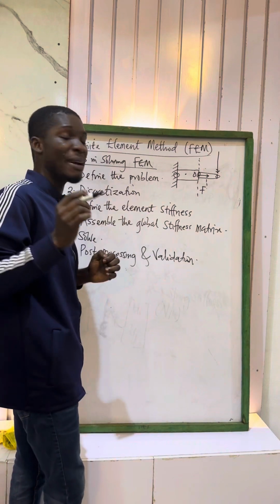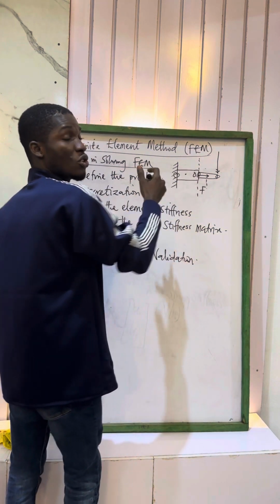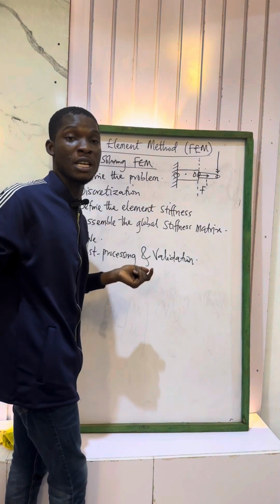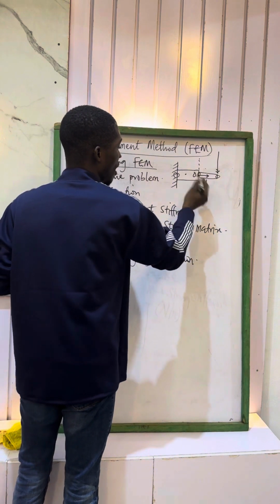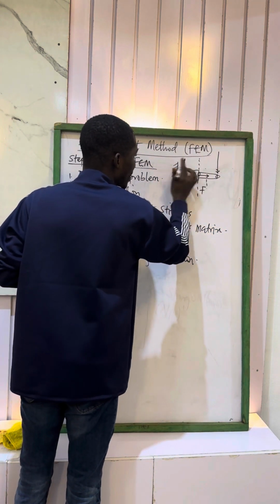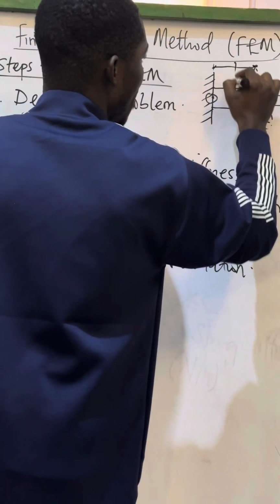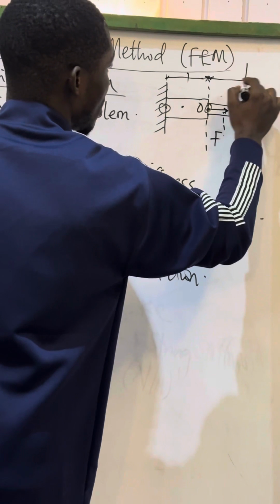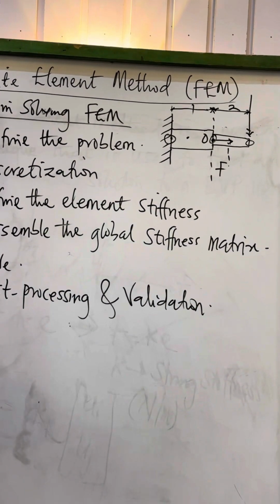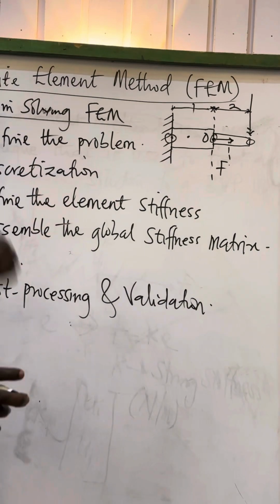Now, how many elements do we have? Your number of elements is gotten from the number of nodes. How many nodes do we have? 1, 2, 3. Just subtract one from it and you get your number of elements. If you subtract 1 from 3, what do you have? 2. That simply means we have 2 elements. So this is an element from this point to this point, and from this point to this point is another element. So what you have just done is called discretization. That is, you are sectioning the body into finite elements.